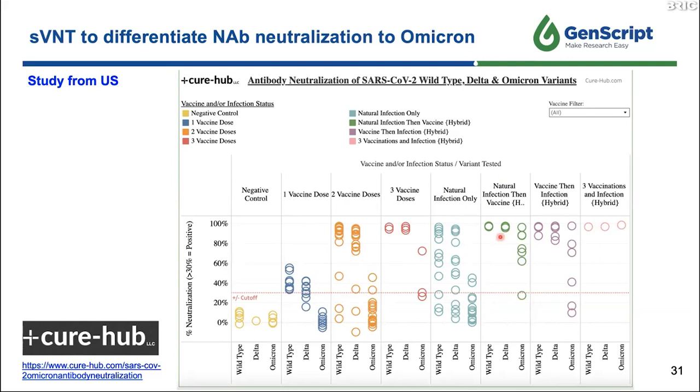And for those who have hybrid immunity, meaning that they received the vaccine and later on they were also infected with the virus, for such a group of patients, we observe that some of them may still have a very high percentage neutralization against the Omicron, but this is not for all the cases. So this is also consistent with the Singapore study, right?